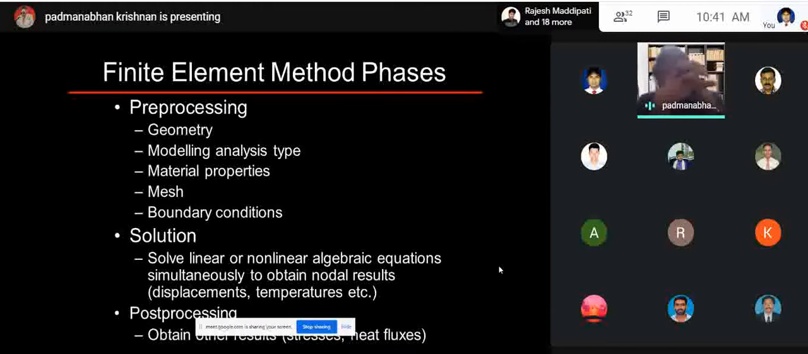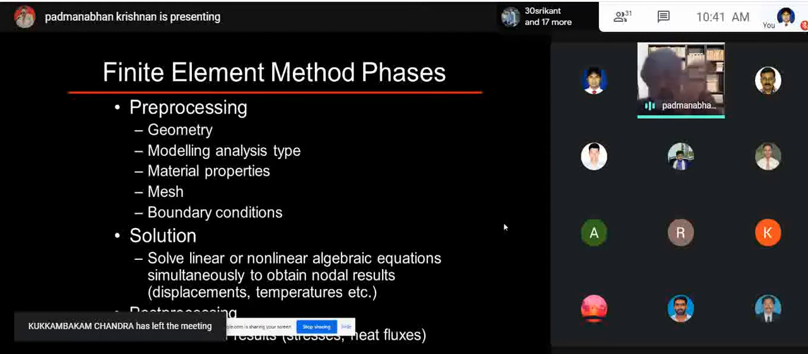So it's just the single slide that I'm giving you, where you are going to look at geometry, how to model it, the analysis time, what material properties to give, how you go about meshing, and what boundary conditions you adopt. And then the solution: how to choose solvers, how to solve linear or non-linear algebraic equations simultaneously to obtain nodal results, like the displacements, temperatures, and so on.